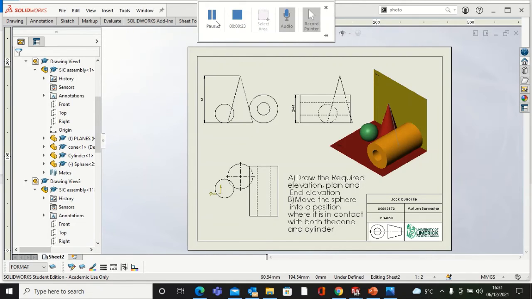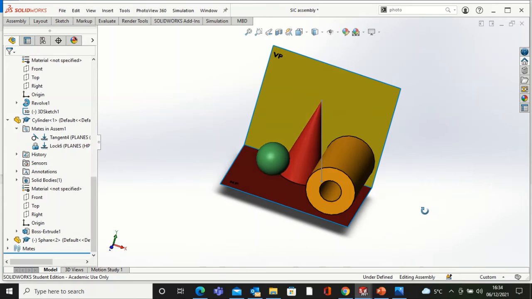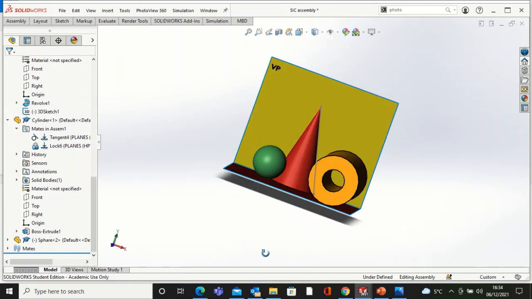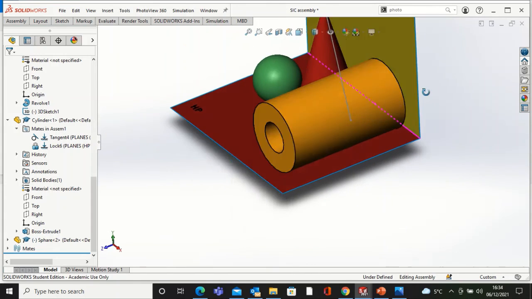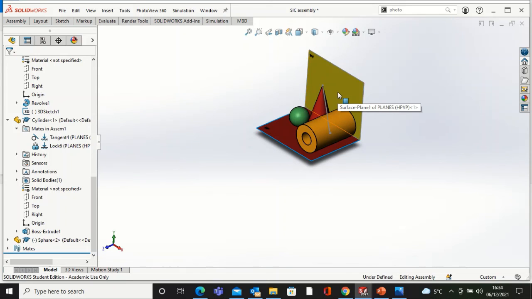A lot of my mates in this question are tangent mates, such that the cone is tangent to the sphere, and the cylinder has a tangent that is the horizontal plane. So the horizontal plane is a tangent to the cylinder, and this cone has a tangent to the sphere. I also use coincident mates to lock solids such as the cone in place. So I'd lock the base of this cone down onto the horizontal plane, or else I'd lock this base here onto the vertical plane with an 8mm distance apart.